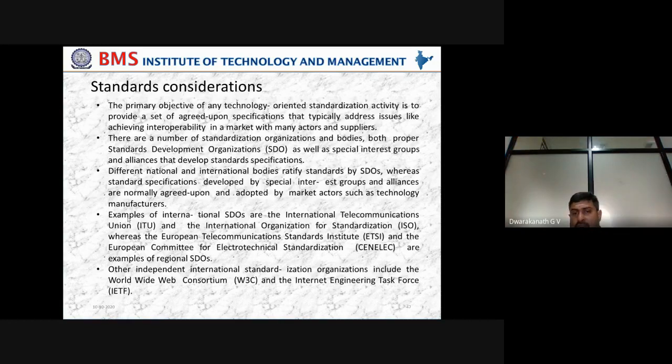Other independent international standardization organizations include the World Wide Web Consortium, that is W3C, and the Internet Engineering Task Force (IETF). Especially based on different websites, apps, and how you are going to connect with the internet, and cyber things, security wise, cyber crimes, what the policies are, everything comes with the World Wide Web Consortium and the Internet Engineering Task Force.